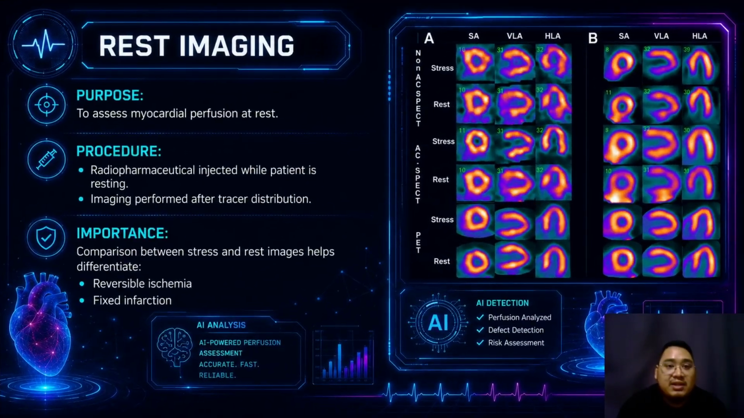Now I will explain regarding the rest imaging. Rest imaging evaluates myocardial perfusion under resting conditions. The radiopharmaceutical is injected while the patient is resting, and imaging is performed after adequate tracer distribution. Comparison between the stress and rest imaging helps differentiate reversible ischemia from fixed defects.